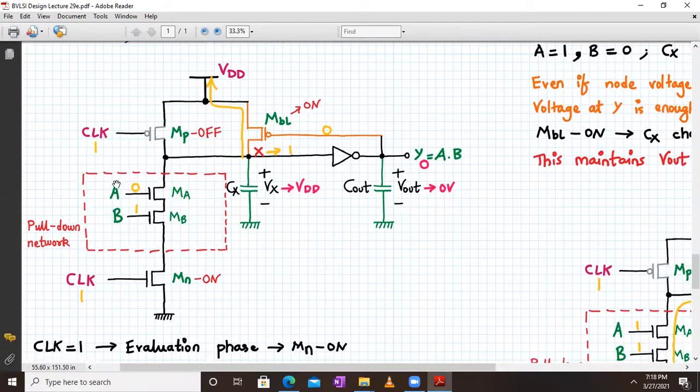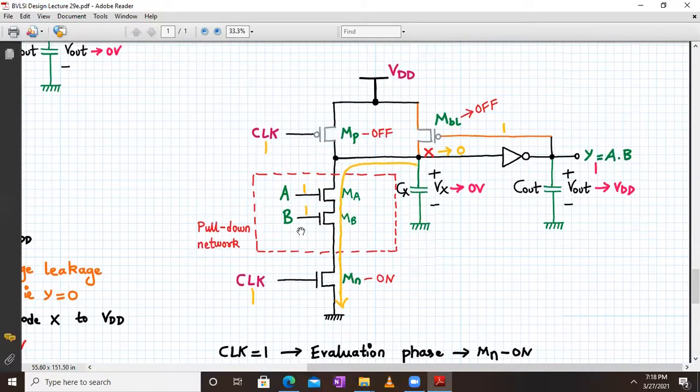In the next case we have the inputs interchanged: A is 0 and B is 1. The same thing will happen. Let us consider A and B as 1 and 1. In this case, both A and B are 1. So the pull down network is on, and also the clock is 1, so MN transistor is on. Your node X will discharge towards the ground through the MA, MB and MN transistors. That means Vx voltage will be 0. So the Vout voltage will be VDD because we have applied a static inverter. This will turn off the MBL transistor. Obviously, right? So in this case, your bleeder transistor plays no role and the output is valid.